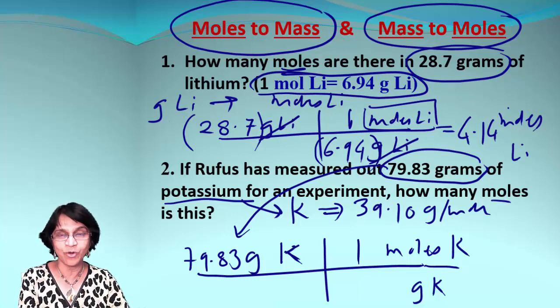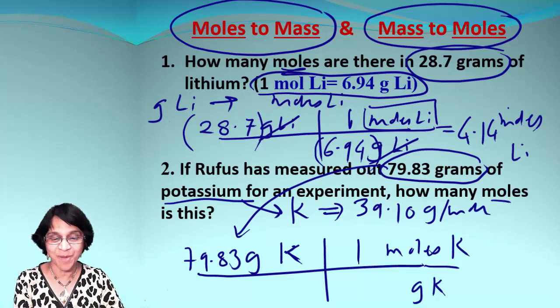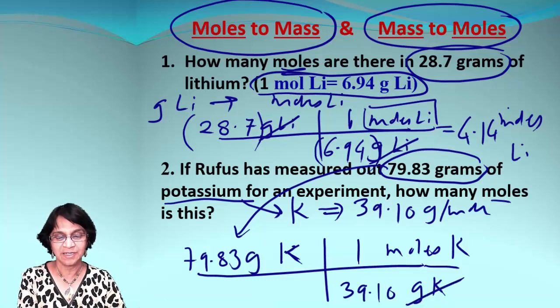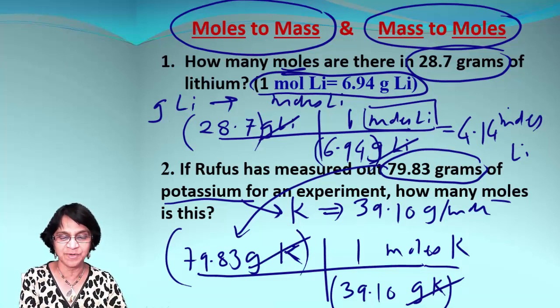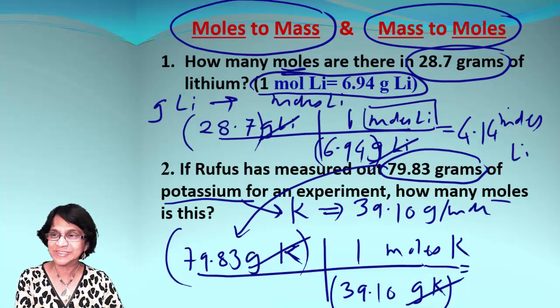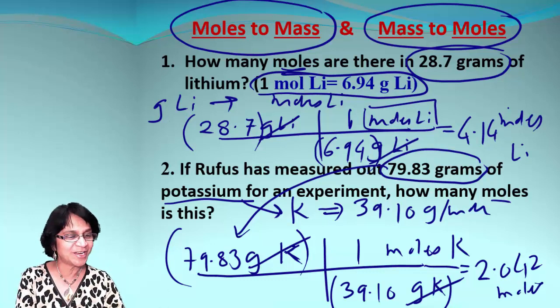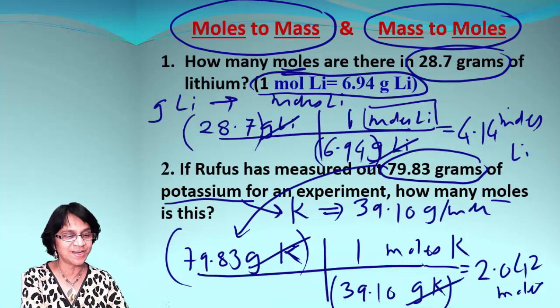And what goes here? This is 1 mole. It's always going to be 1 mole when we talk about the molar mass or atomic mass. And grams is the atomic mass for potassium, which is 39.10. There goes grams of potassium. And what you are left with is these numbers. We divide, multiply, and your final answer is going to be moles of K. So I believe I got this as 2.042 moles. That's bingo. We got it. Let's move on to the next one now.